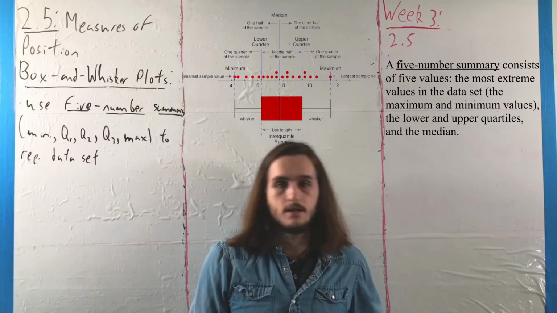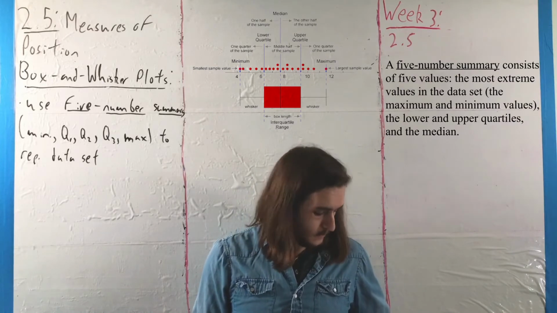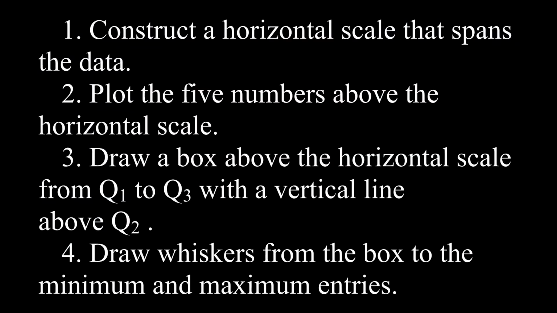to the entire data set, and then we use that to construct an oddly shaped plot, where what we do is construct a horizontal scale that spans the data. So you draw an axis below, then you plot the 5 numbers above the horizontal scale. That is, you plot the values from the 5-number summary, then draw a box above the scale from Q1 to Q3 with a vertical line above Q2, and draw whiskers from the box to the minimum and maximum entries.